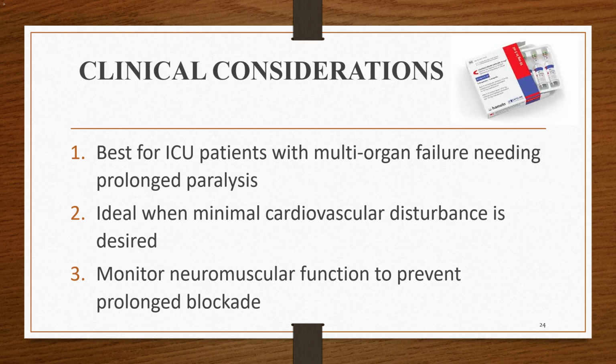Clinical considerations for Cisatracurium. 1. Best for ICU patients with multi-organ failure needing prolonged paralysis. Cisatracurium is a good choice for long-term muscle relaxation in critically ill ICU patients with problems in multiple organs. 2. Ideal when minimal cardiovascular disturbance is desired. Cisatracurium causes minimal effects on heart and blood vessels. 3. Monitor neuromuscular function to prevent prolonged blockade. Checking muscle response helps avoid lingering muscle weakness after Cisatracurium use.